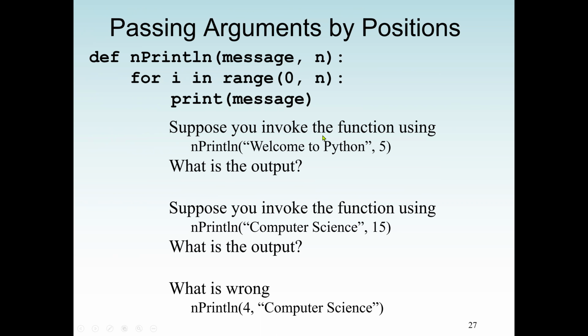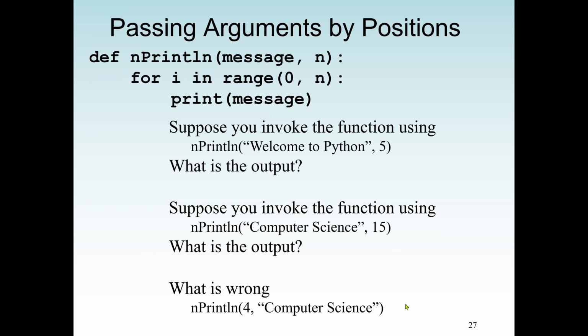So here we say, suppose you invoke the function using "welcome to Python" and 5. "Welcome to Python" is a string for the message, then 5, which means I'm going to print welcome to Python 5 times. And the question here is, what is the output? The output will be welcome to Python 5 times. Or we say message, n, and we start the range from 0 to n. Now, next we say, suppose you invoke the function using n_println, "computer science", and 15. This means we are going to print computer science 15 times, from 0 to 15.